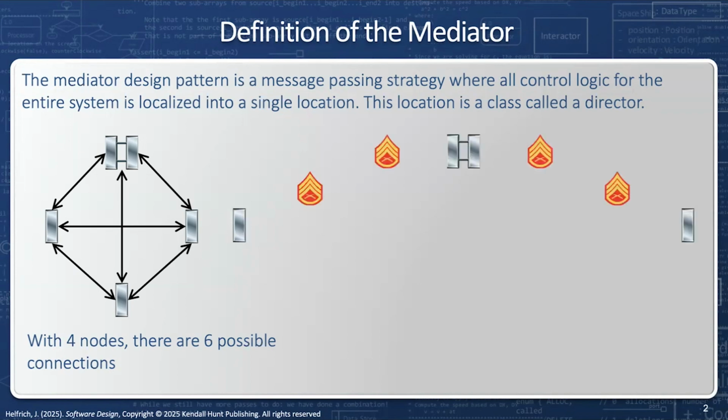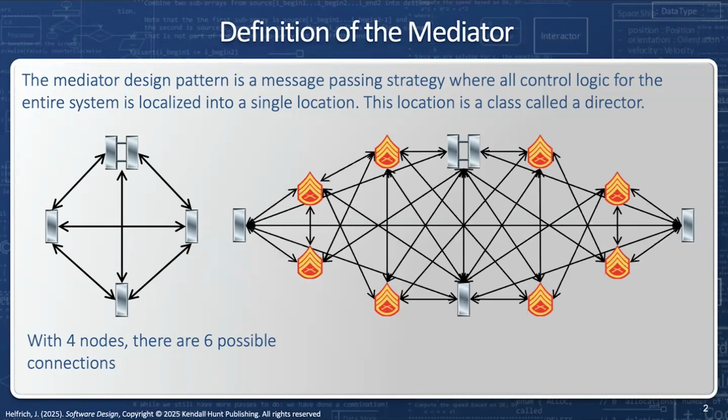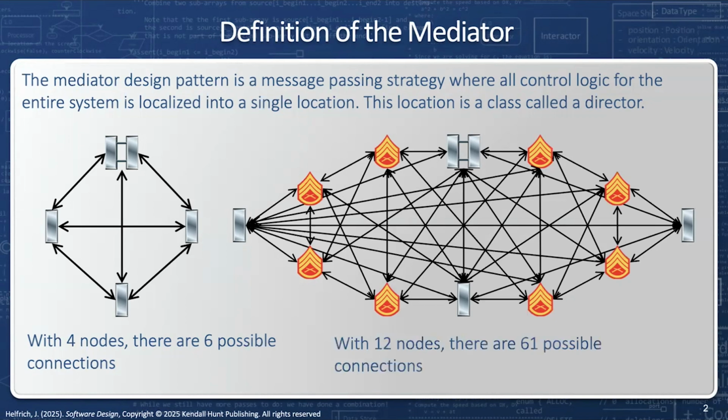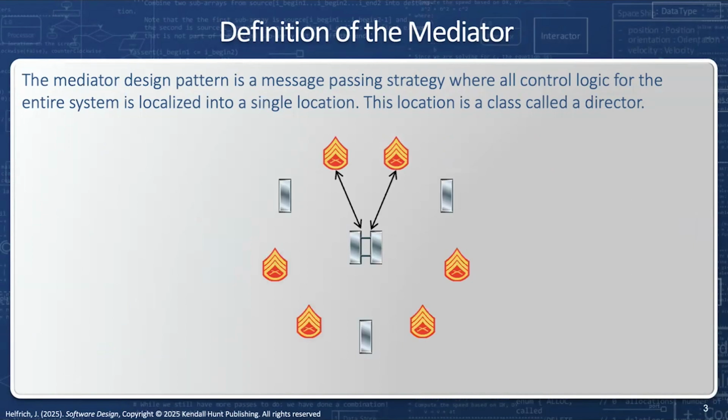But now let's say we have some sergeants in here as well. Now we have many more connections. In fact, this is not going to even draw all of them, but with 12 nodes, there are 61 possible connections. It's an n squared relation. It's going to quickly get out of control. So what we need to do is find a new way to do this. What we want to do is put the captain in the center, and then all communications go through the captain, and the captain is the mediator.